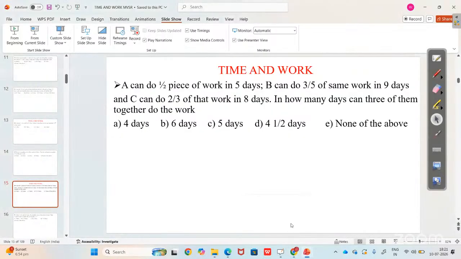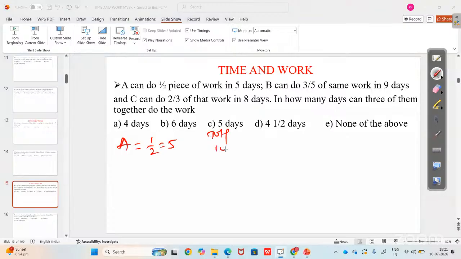So the answer is 4 days. A alone, half of the job equals 5 days, then total equals 5 twos are 10. B alone, 3/5 of the job in 9 days, 3 ones are 3, 3 threes are 9, total equals 15. C alone, 2/3 of the job equals 8 days, so total equals 12.